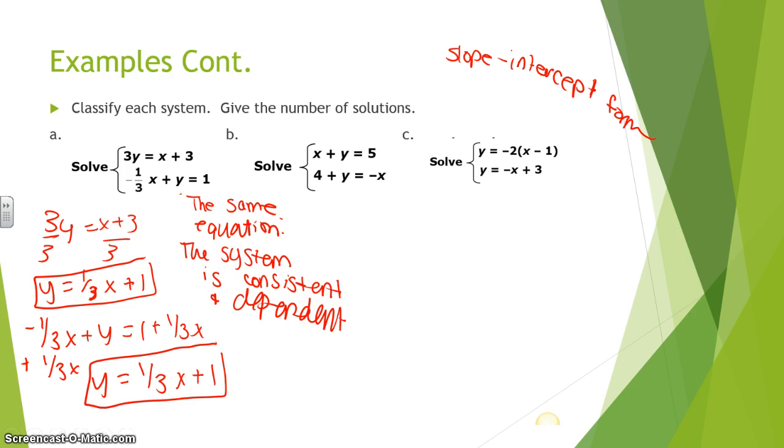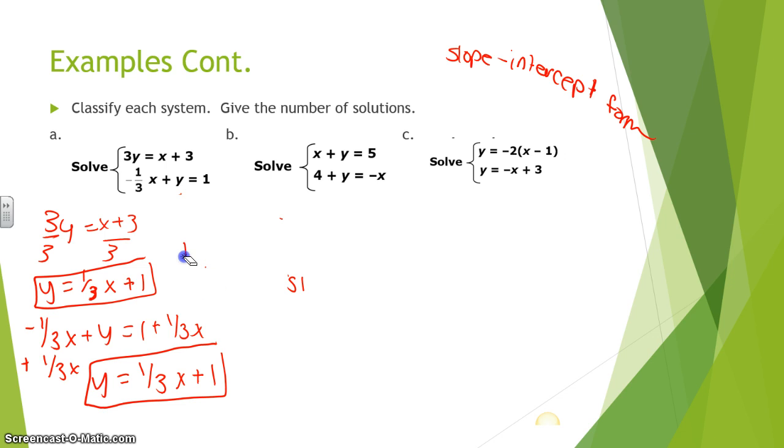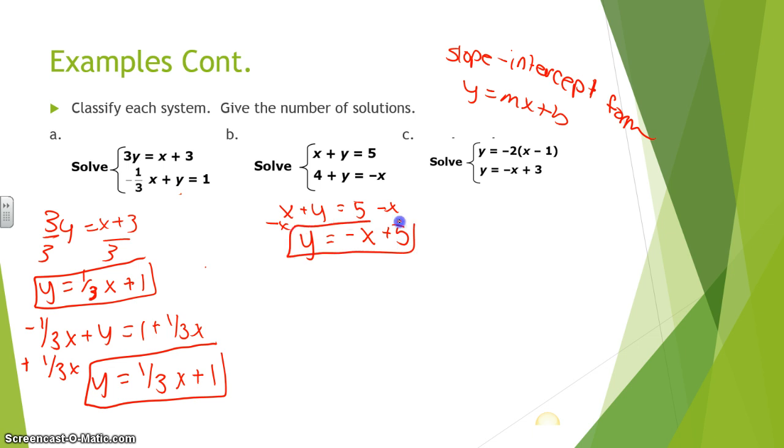Now let's solve for B. I'm going to erase part of A so I can write out B here. For B, you need to put both of these equations in the slope-intercept form, y equals mx plus b, to determine how many solutions it has and to classify the system. So for the first one, we have x plus y equals 5. Subtract x from each side. So I have y equals negative x plus 5 for the first equation.